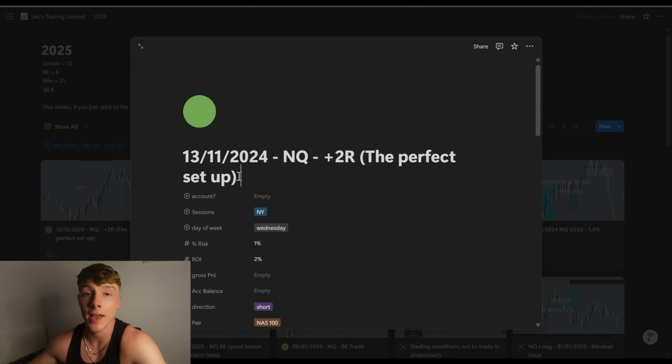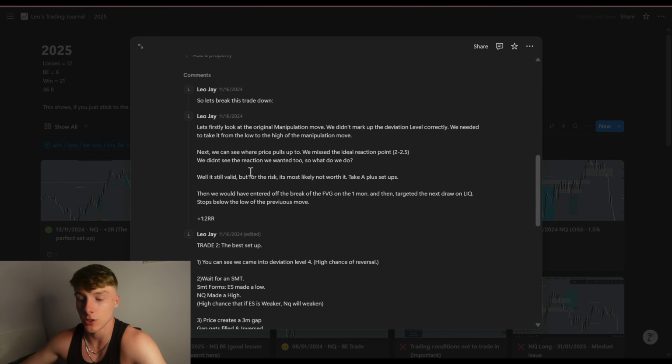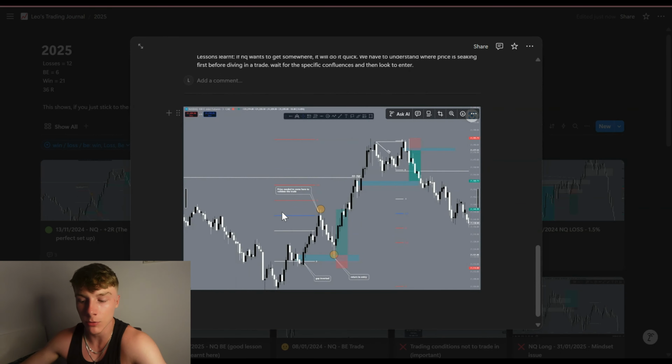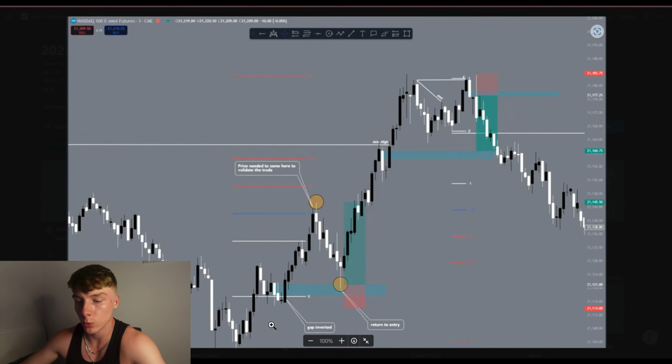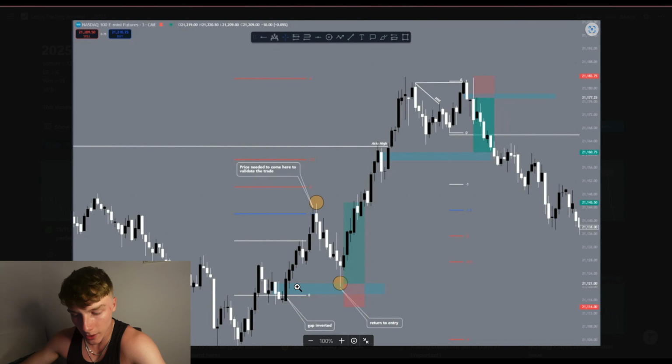This was the first ever trade that I actually took with this strategy, and I think it will be a good idea to break it down for you, as it will show you some areas where it's common to make mistakes. So as you can see here that we've created this gap, this will have been on a 2-minute, I believe. You can see that we've got our return to entry after tapping into our deviation level 1.5.